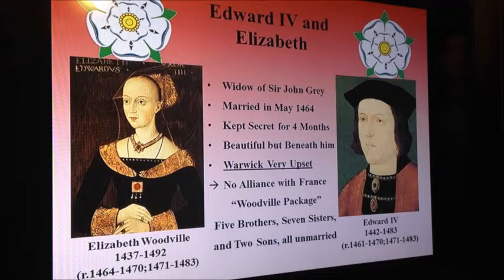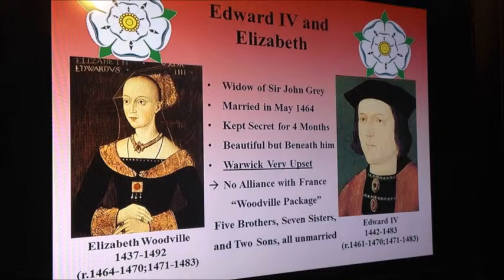She was a few years older than Edward, 5 to be exact, and she had been married before to Sir John Grey, who had fought on the Lancastrian side and died fighting against the Yorks. So the two of them got married in 1464 and kept the marriage secret for 4 months. Why did they keep it secret?